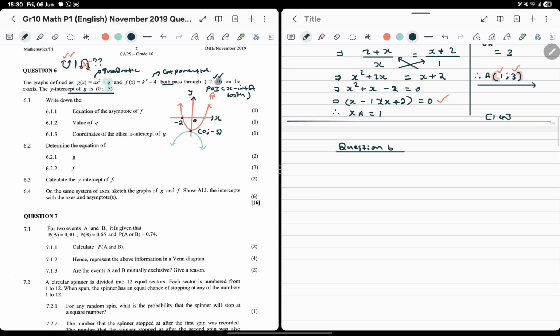Now we've got an exponential graph here that has an asymptote at minus 4. So this one, if this is minus 5, we can say minus 4 is over here. This one is an asymptote. So we know that here we have minus 4.